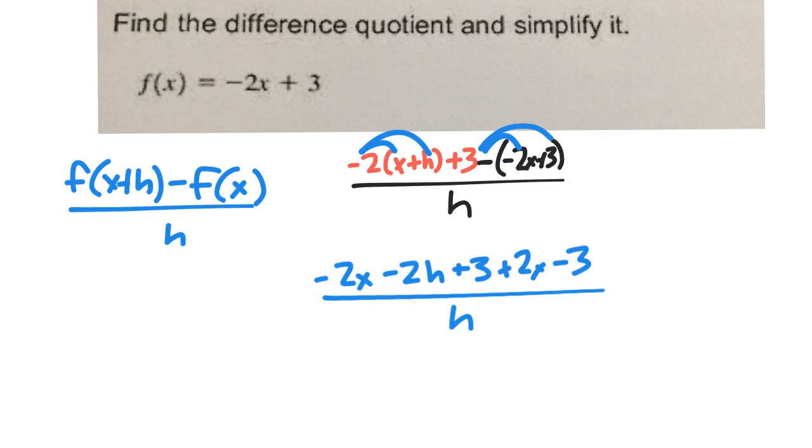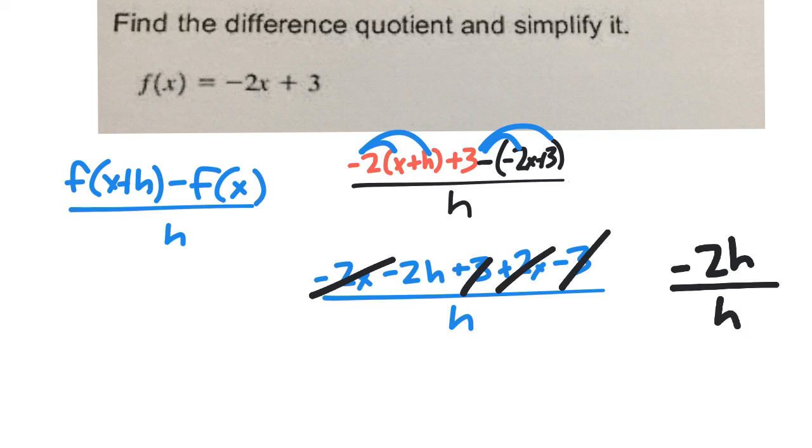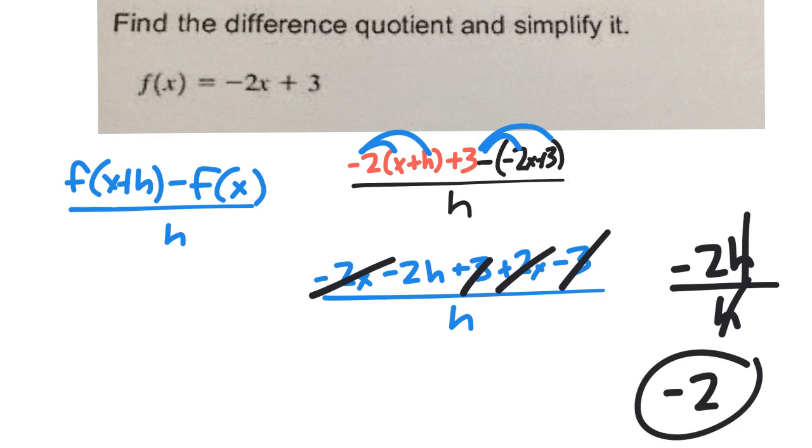Now in the numerator, we have like terms. Negative 2x plus 2x goes to 0. 3 minus 3 goes to 0. I'm left with negative 2h in the numerator, and that's being divided by h. So I've got a common factor of h in the numerator and denominator that I can cancel out, and I'm left with negative 2.